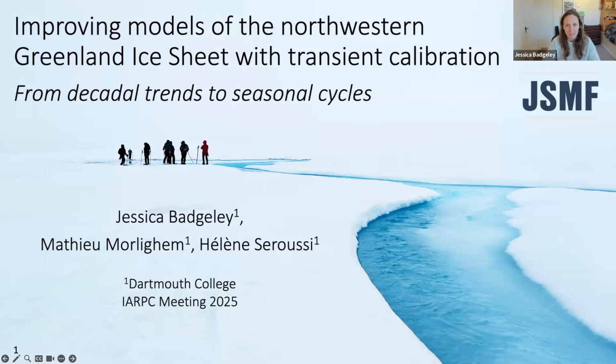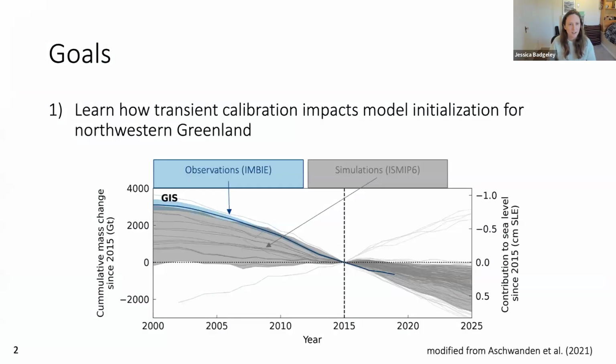But I'll be talking about a particular data assimilation method that's termed transient calibration in ice sheet modeling. And I want to focus on two aspects of it. One, decadal timescale trends, and the second, if we have time for it, seasonal cycles. So our goal number one will be to think about transient calibration and investigate how it impacts model initialization, and we're going to be focused on Northwestern Greenland.